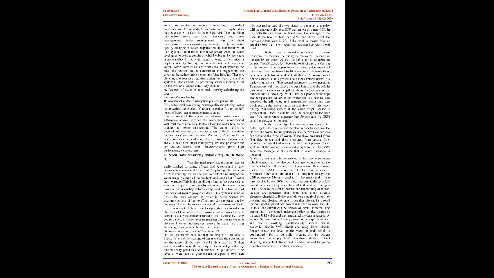The accuracy of the system is achieved using sensors. Ultrasonic sensor provides the water level measurement with millimeter precision. It also allows the water level to be updated for every millisecond. The water quality is determined accurately as a combination of pH, conductivity, and turbidity sensors are used. Raspberry Pi is used as a microprocessor considering the following parameters: RAM, clock speed, input voltage required and processor. So the chosen sensors and microprocessor give high performance to the system.